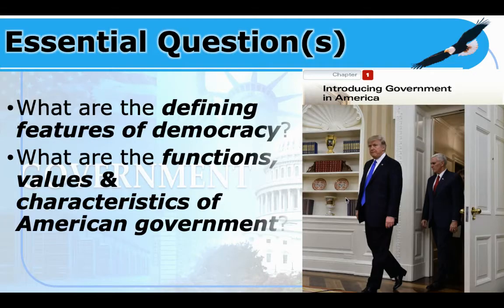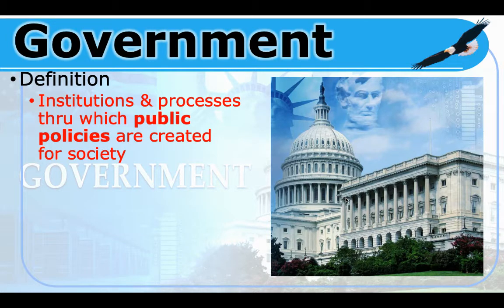So here we go. The essential questions, as you can see here: what are the defining features of democracy? And what are the functions, values, and characteristics of American government? That's kind of what we're looking at for today. When we define government, it's mainly the institutions and processes through which policy is created for us, the people. We'll talk about public policy in a second, but it's all what we've created to do all this stuff for us. That's what the government is.